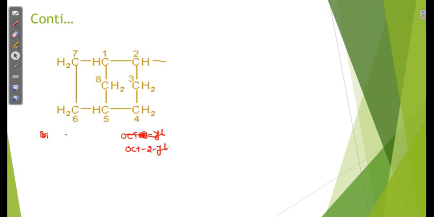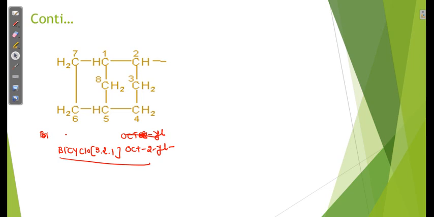Octyl, bicyclo in bracket, 1, 2, 3, 2, 1. 3 plus 2, 6 plus 1, 7 plus 1. 3 plus 2, 5 plus 1, 6 plus 2, 8. This is an octyl because it is in the form of substitution.